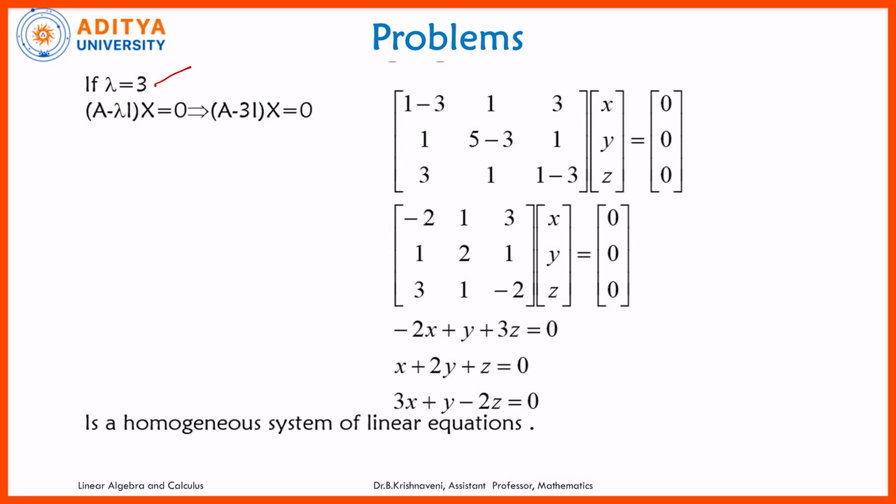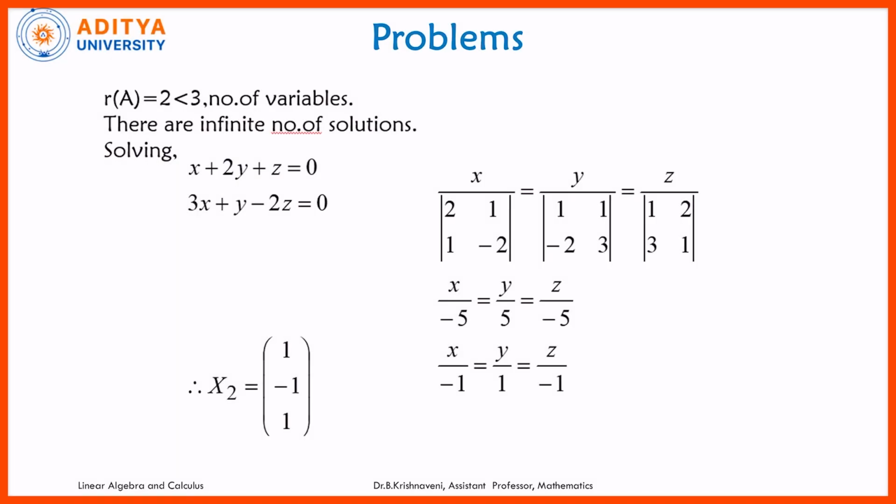Now, take the second eigenvalue, lambda is equal to 3. By using the equation A minus 3I times x is equal to 0, substitute lambda is equal to 3. Doing this, we got the system as the matrix minus 2, 1, 3; 1, 2, 1; 3, 1, minus 2, times x, y, z is equal to 0, 0, 0. Write in the form of a system: minus 2x plus y plus 3z is equal to 0, x plus 2y plus z is equal to 0, 3x plus y minus 2z is equal to 0.